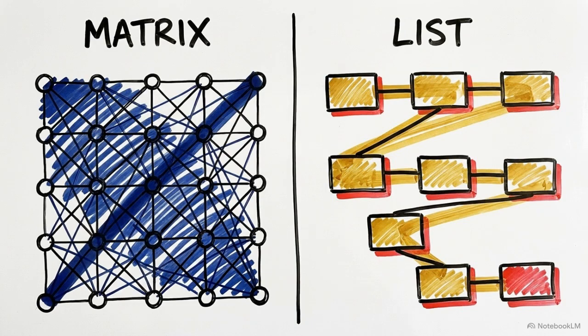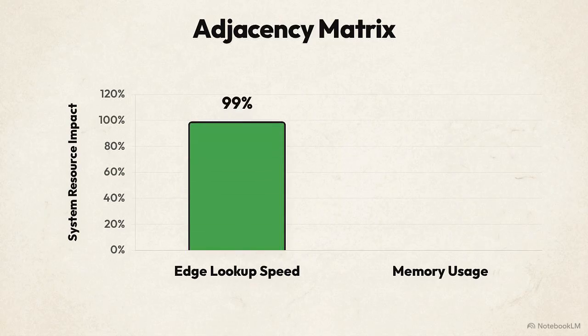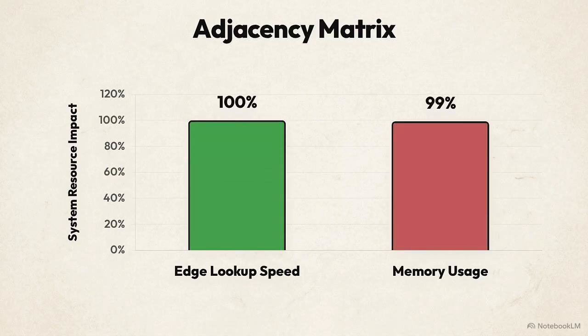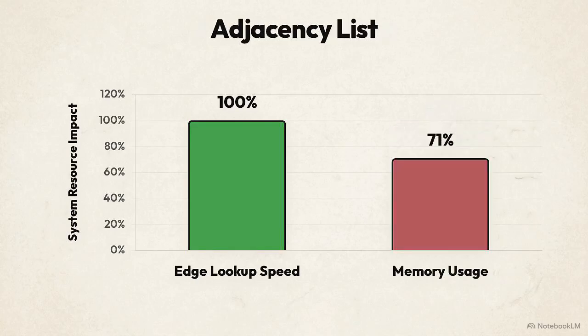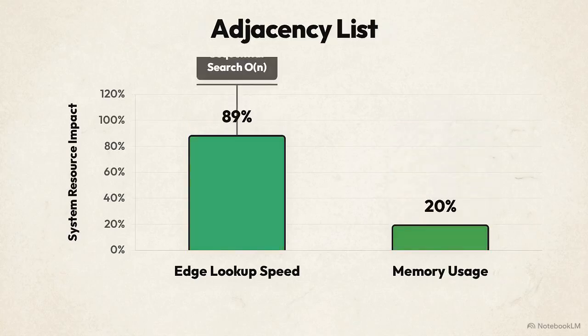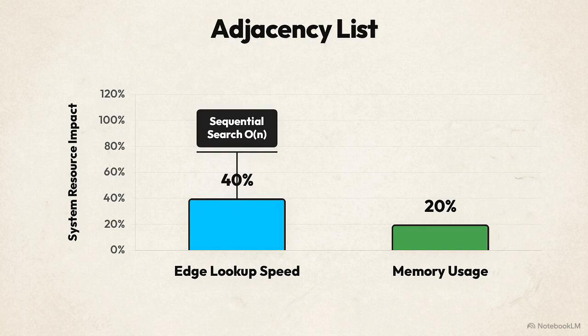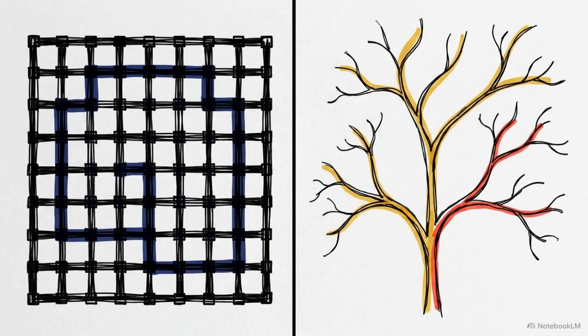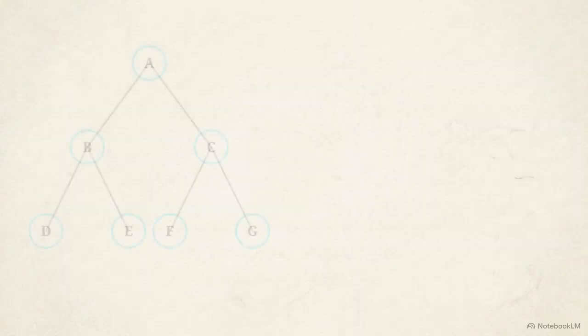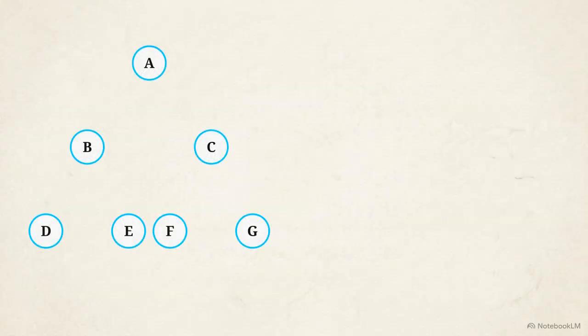Choosing between a matrix and a list requires evaluating your specific system constraints. The adjacency matrix gives you instant edge lookups at the cost of high memory usage, while the adjacency list conserves memory but requires slower sequential searches. This architectural trade-off dictates how your final software will perform. Once the data is stored in memory, we have to navigate it.